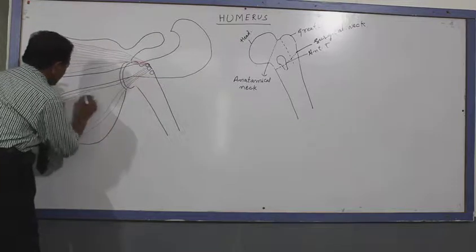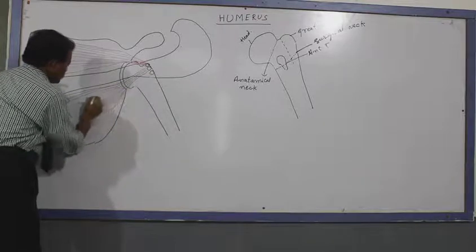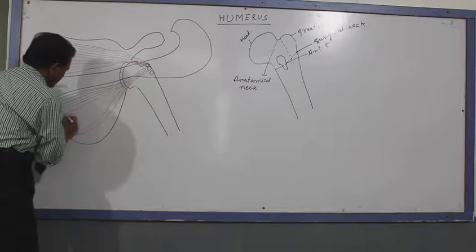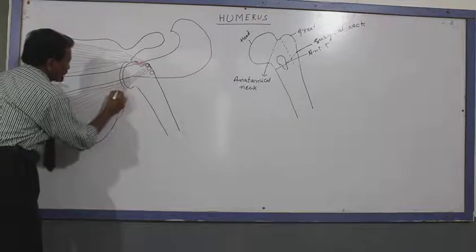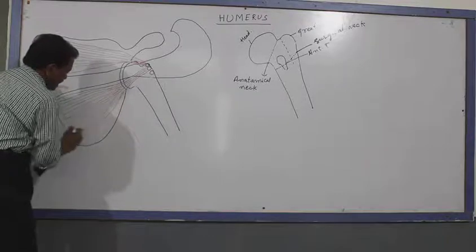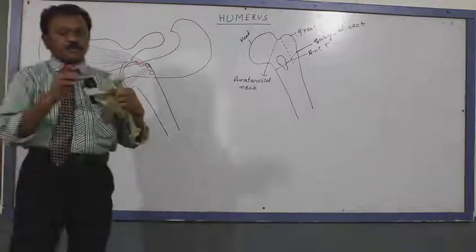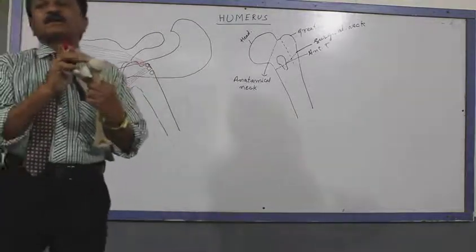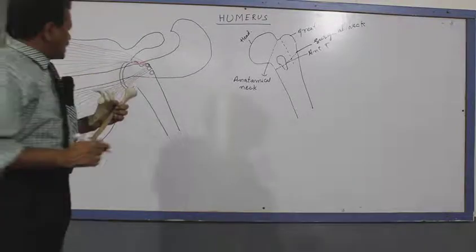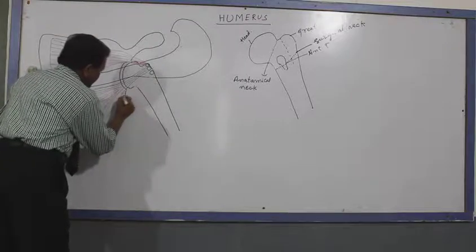These fibers arise from the inferior surface of the infraspinous fossa, ascend upwards, forwards and laterally, and are inserted in the middle impression of the superior surface of the greater tubercle of the humerus. Here is its insertion.